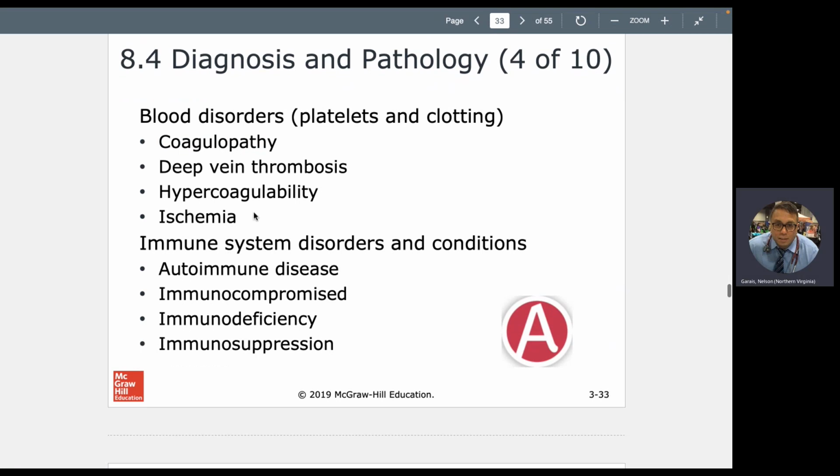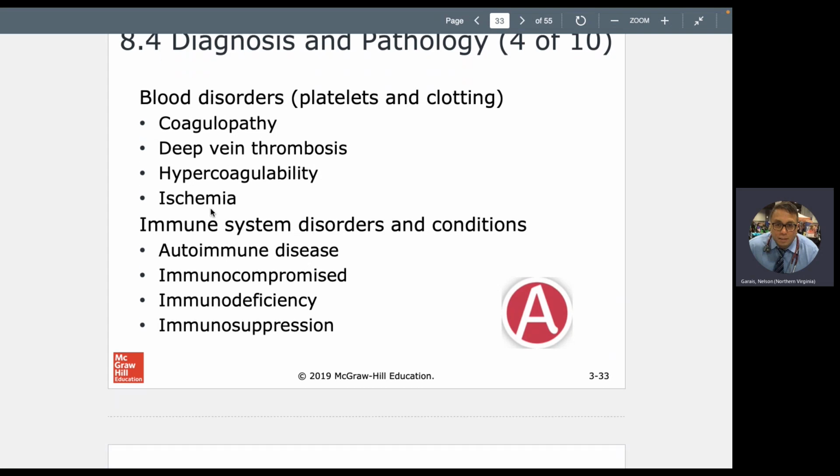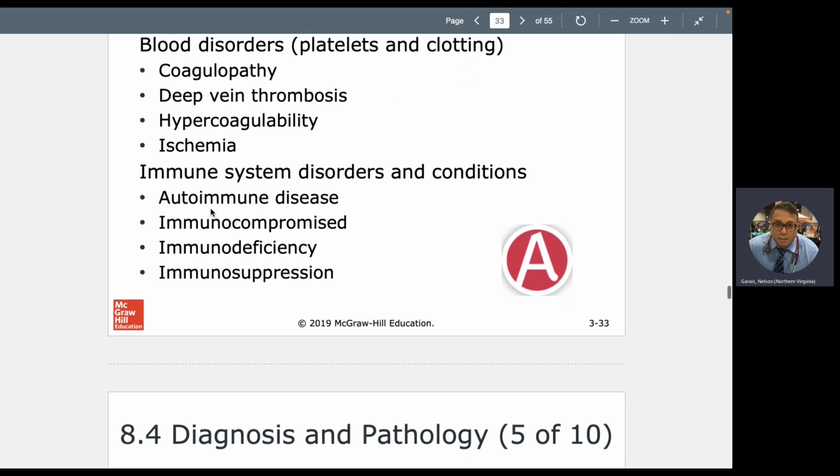Coagulopathy, deep vein thrombosis, hypocoagulopathy. If you have a blockage, that's called ischemia. Remember, myocardial infarction. That infarction will lead to myocardial ischemia, or the blocking of blood vessels. Therefore, the blocking of oxygen to that area in question. Autoimmune. The prefix auto means self. That's when your body attacks itself, and the classic example is systemic lupus erythematosus.